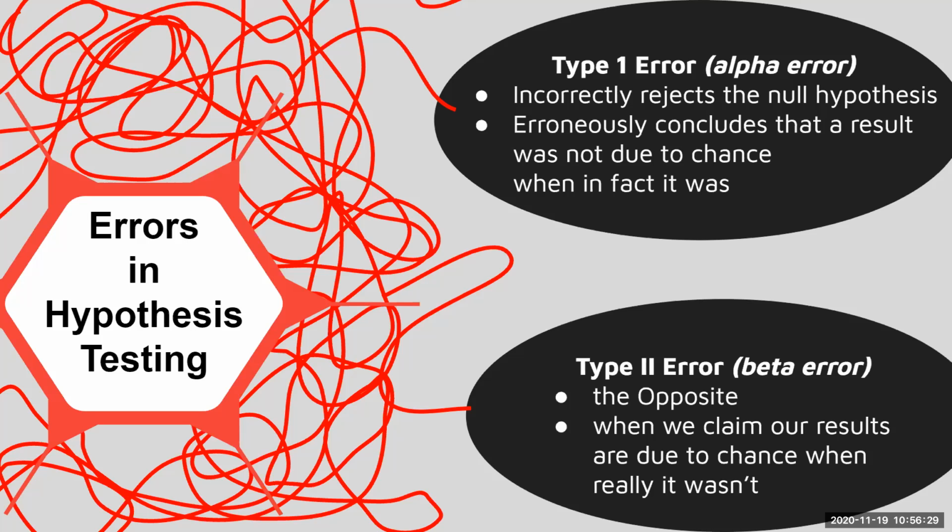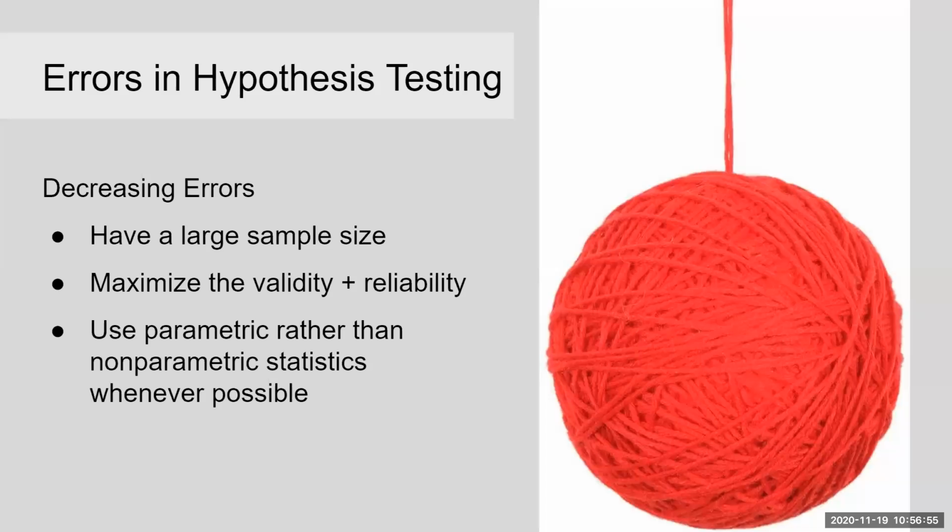When it comes to estimating and forming a hypothesis, there are two types of errors that we often make. One of them is the type 1 error, where we incorrectly reject the null hypothesis and erroneously conclude that a result was not due to chance when in fact it really was. The second type of error, the type 2 error, is the opposite of that. We claim our results are due to chance when really it wasn't.